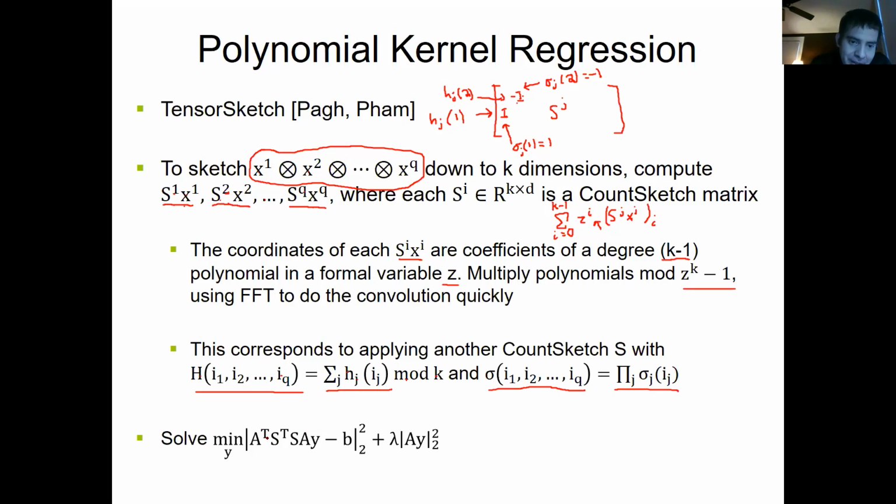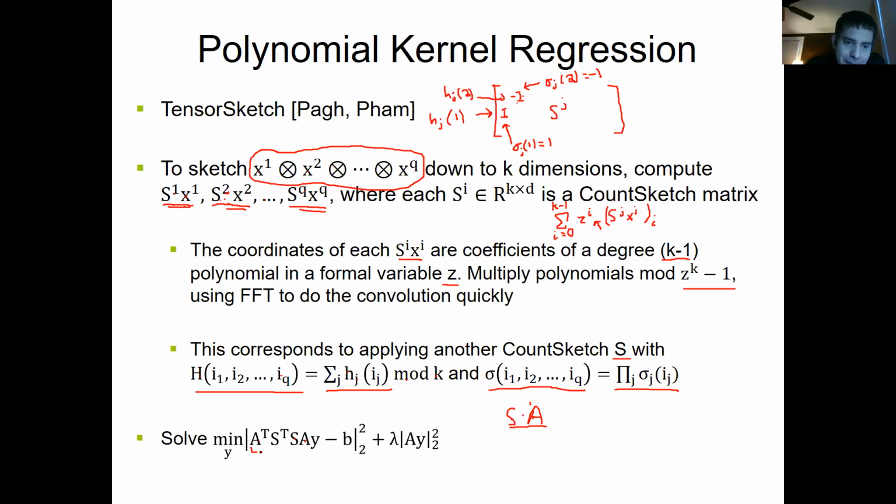So the idea is A transpose A. As we said, A has d to the q rows, so it's intractable, but I can compute S times A, where S is this new count sketch. To compute S times A, I do it column by column, but I never have to form this d to the q dimensional column of A. I just sketch it q times independently with count sketches, and then do this convolution procedure and so on. So I can compute this product without ever materializing A.